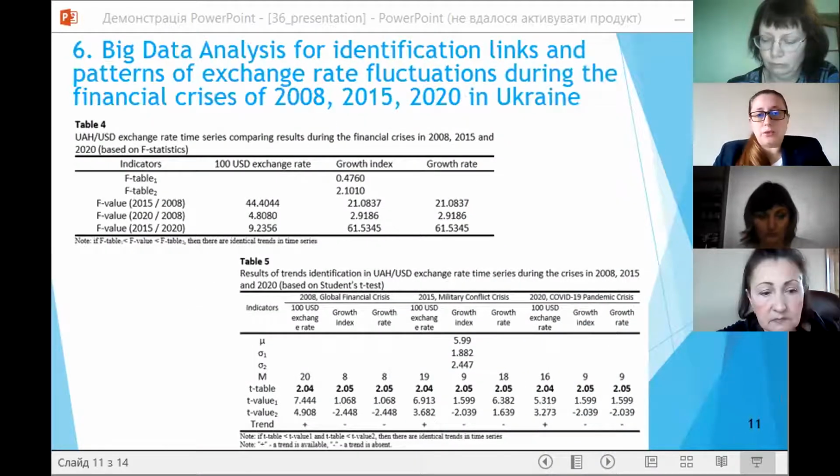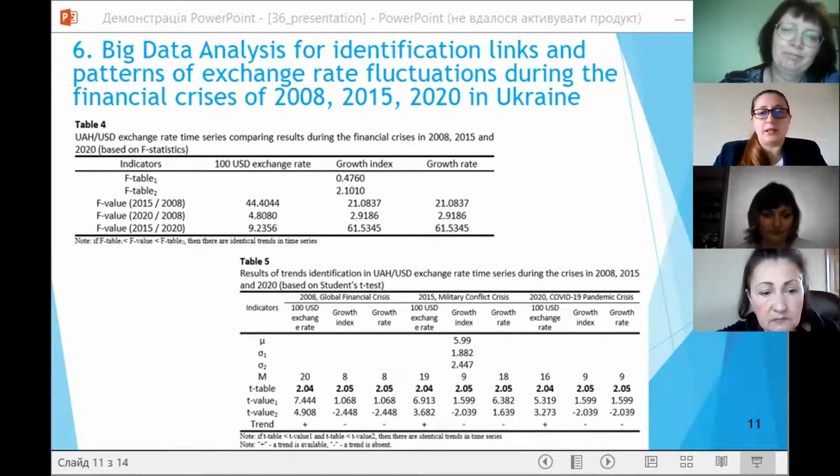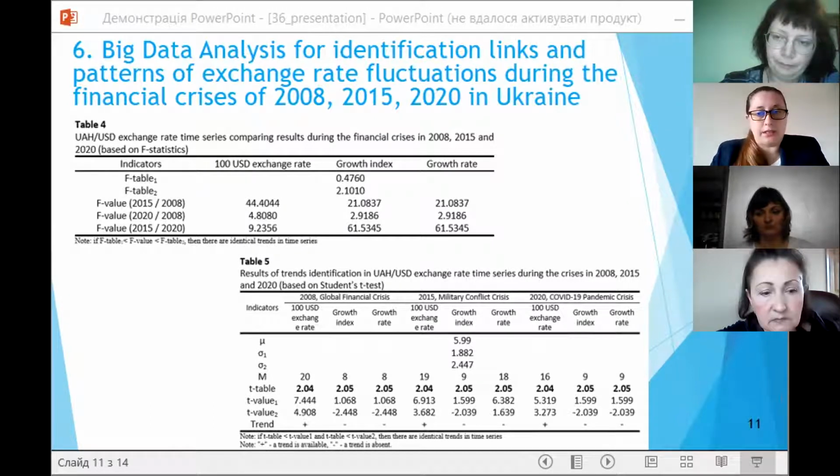On the next slide, you can see the time series comparison results during the financial crises at the same period based on F statistics. The Fisher's F test value showed that there are no similarities between these series.